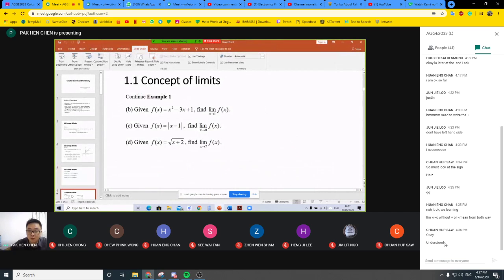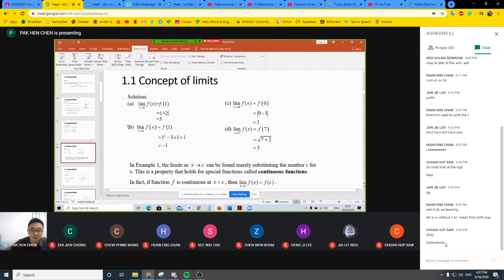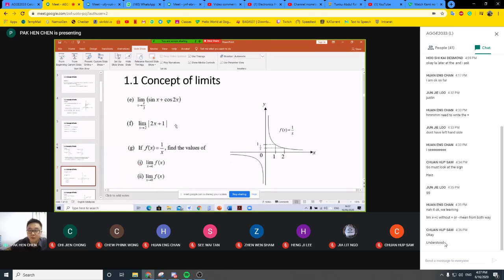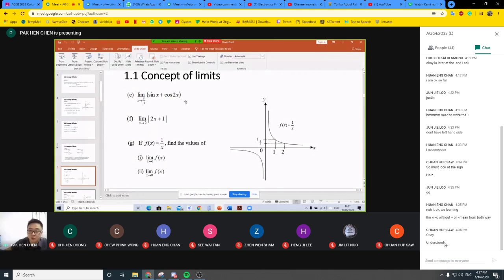Right. So the next one will be, okay, these are the workings. As long as it is continuous, you may just substitute them. However, when it comes to E, F, and G, we'll continue. For E, F, and G, we have sine x, cosine 2x. This one we still consider we can substitute. For both of these, we will just be substituting.